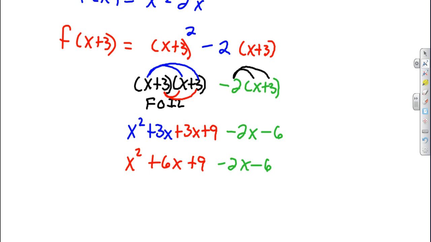Okay. And then from here, what you have is some like terms that you can go back and do. You've got a plus 6x and a minus 2x. So if you do 6 minus 2, that'll make that 4x. The x squared, yep. And then the last piece you've got here, you've got a plus 9 and a minus 6. So if you do 9 minus 6, that would be a plus 3.